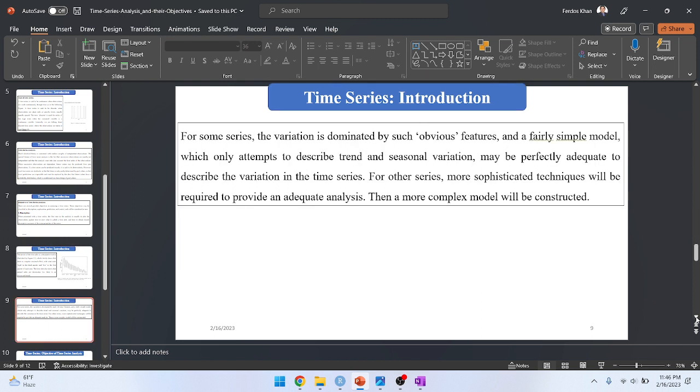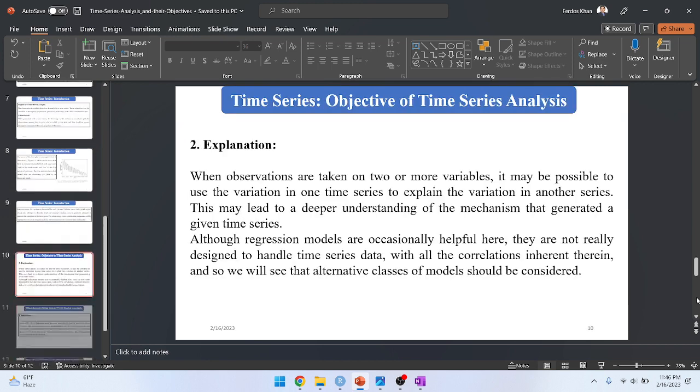For some series, the variation is dominated by such obvious features that a fairly simple model which only attempts to describe trend and seasonal variation may be perfectly adequate to describe the variation in the time series. So when you have very obvious trend and seasonality, a very simple model which captures trend and seasonality is perfectly okay. For other time series, more sophisticated techniques will be required to provide an adequate analysis, and maybe for others you need strong, complex models.